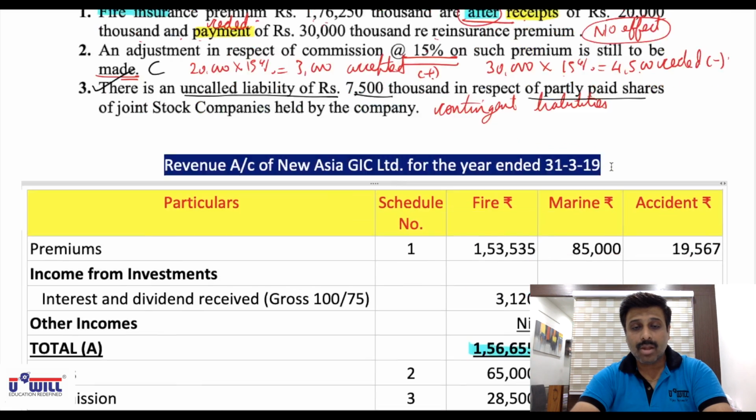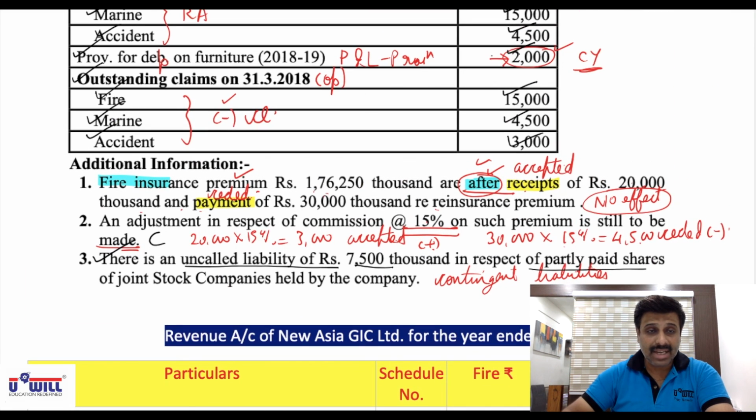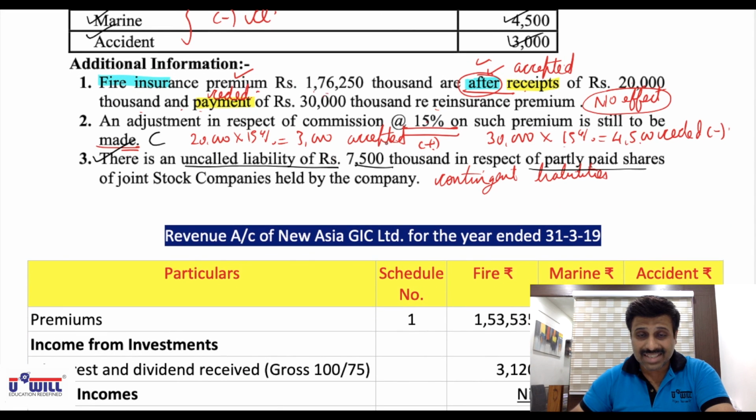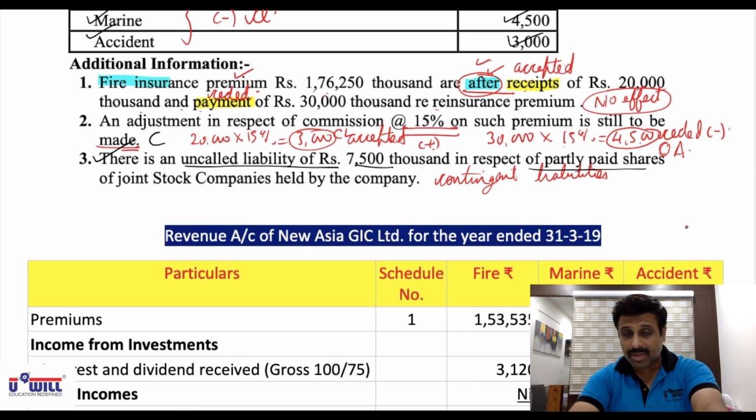Just 1 minute. All of you look at adjustment 1, adjustment 2 rather. This adjustment is commission on reinsurance accepted, 3,000 is payable. So this commission on reinsurance which we have accepted, the reinsurance accepted is receivable, but commission on that is still to be made, means this is the commission payable. So that will also come as current liability. And 4,500 of commission on reinsurance ceded, that becomes receivable from other insurance companies. So it is also your other asset. So these two items also we are supposed to include.